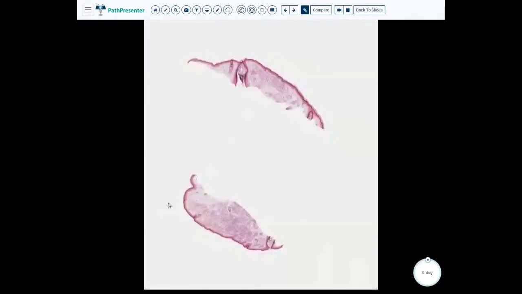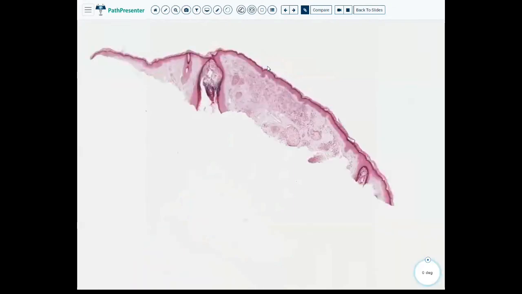Case 7. So even at low power, we can see that our epidermis looks relatively regular. Maybe some areas that are more pronounced. And it seems like there's something going on in the dermis.